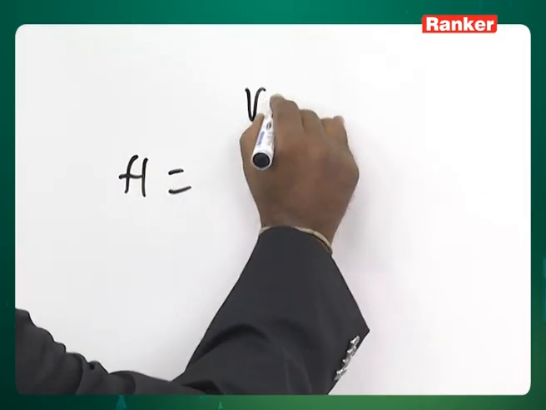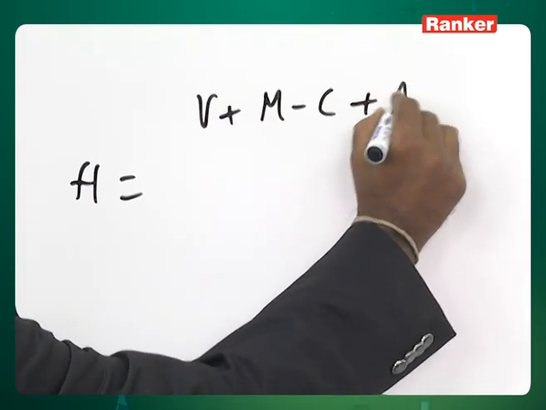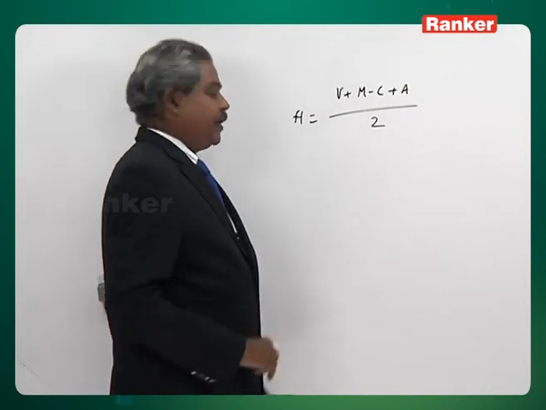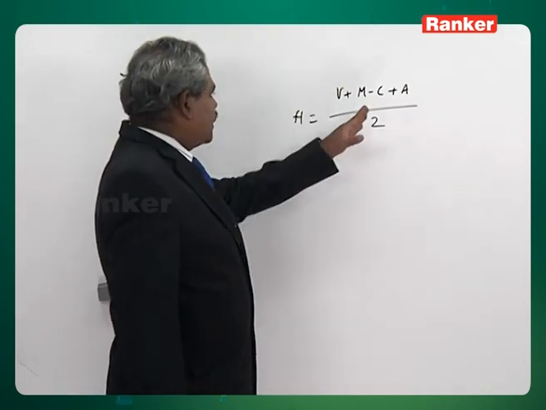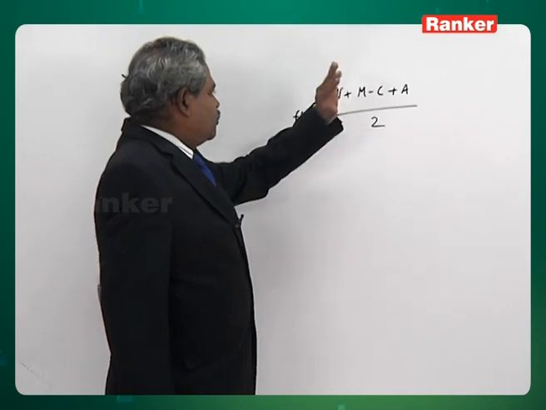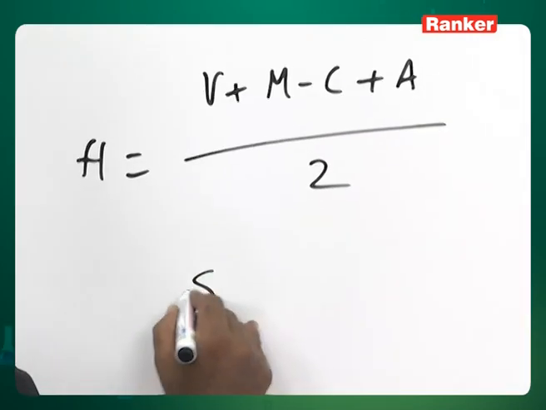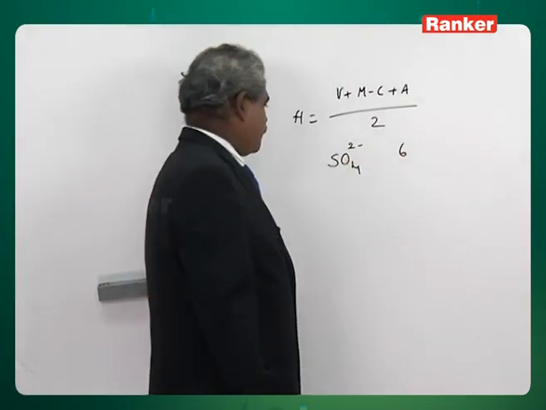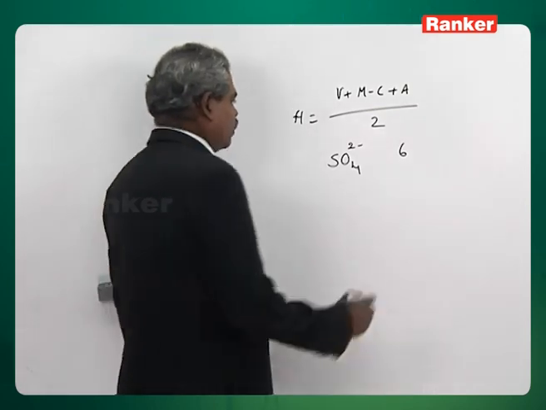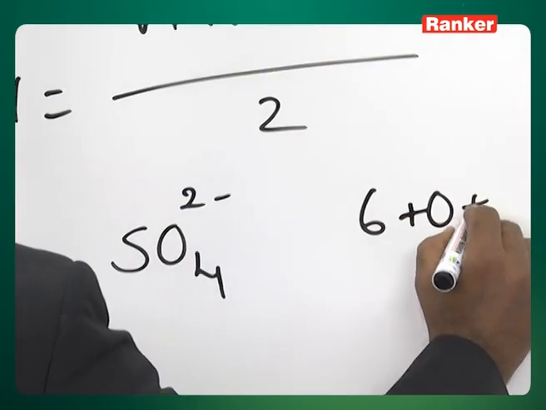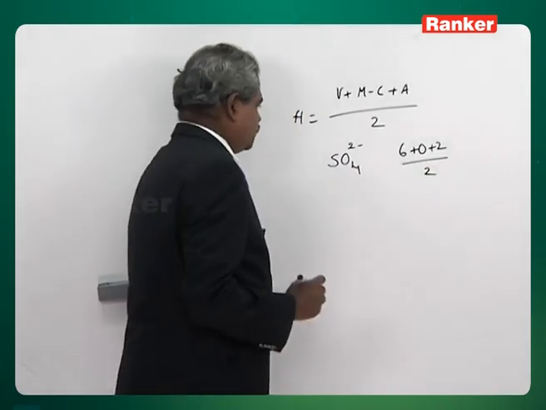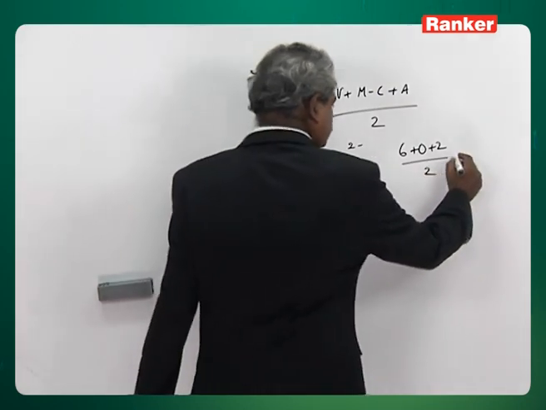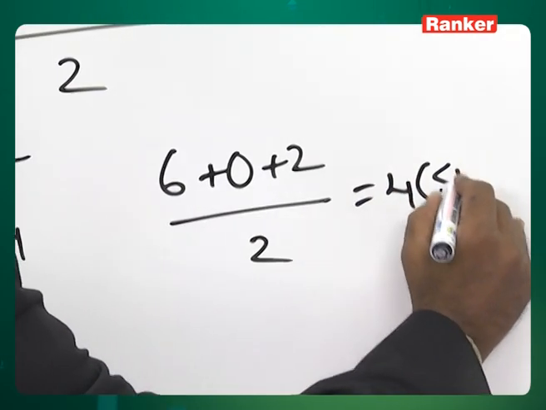Now I'll write the formula again. V plus M minus C plus A by 2: valence electrons of the central atom, monovalent atoms, positive charge, negative charge. SO4 2 minus: sulfur 6, group 6. 4 oxygens, 0. 6 plus 0 plus 2 by 2. 8 by 2, 4. sp3.